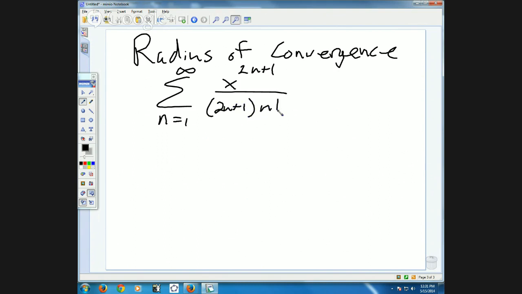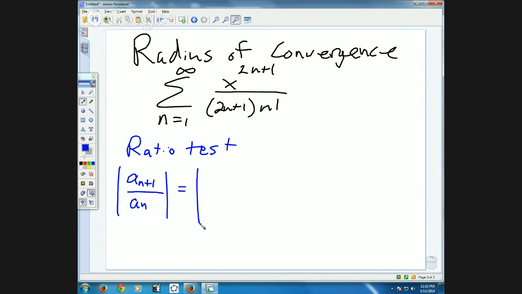This is such a great review. So this one problem is going to review pretty much everything that we've covered since section 7. So we're going to use the ratio test. That's a good one. That means I have to take a look at a sub n plus 1 over a sub n, in absolute value. And then once we clean that up, we'll take its limit.